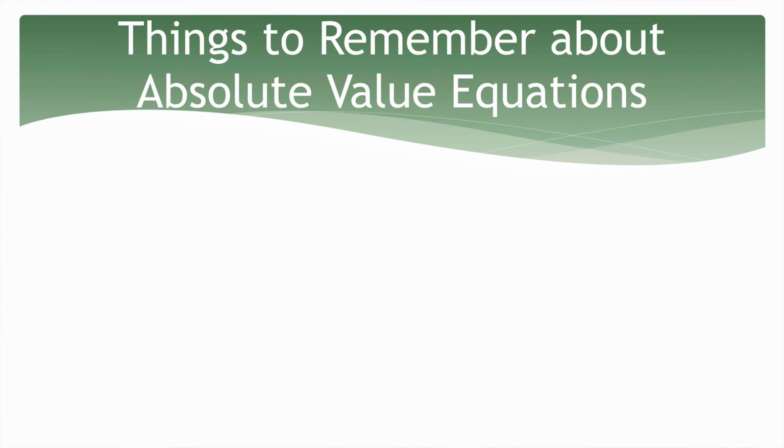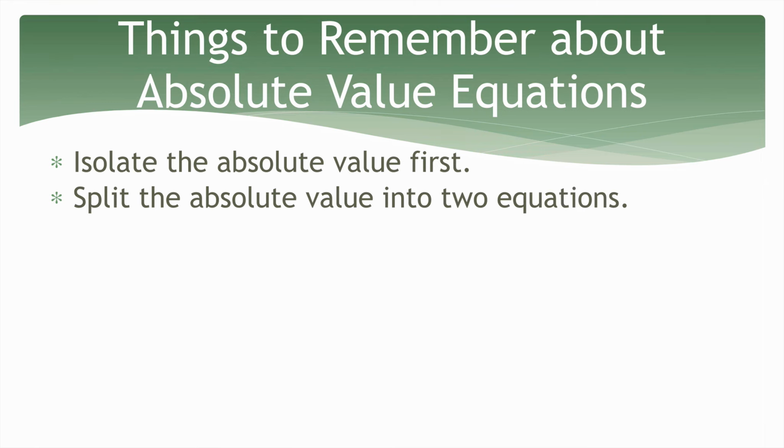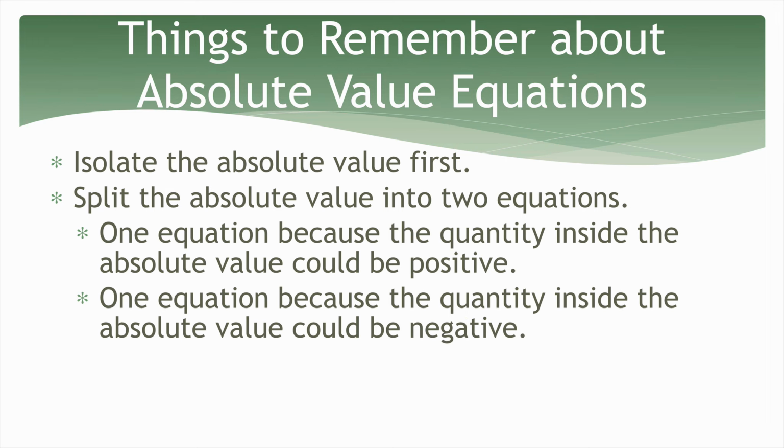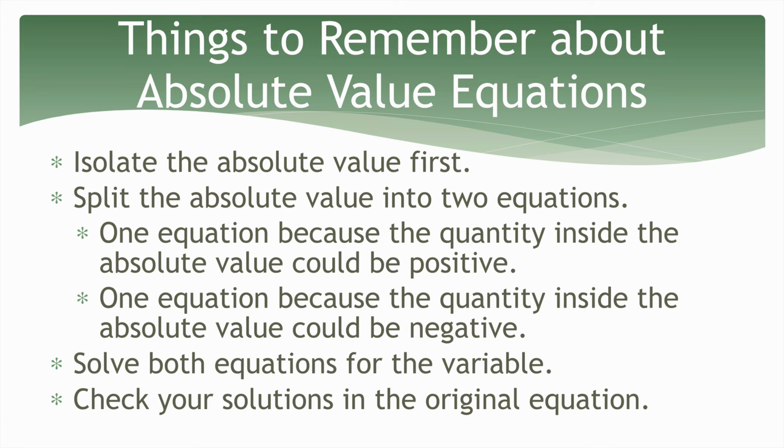Okay, so let's do a little bit of a recap. Remember to isolate the absolute value first. Split the absolute value into two different equations. One of your equations is split as a positive value because the quantity inside the absolute value could be positive, and one of your equations is split as the opposite because the quantity inside the absolute value could be negative. Finally, make sure you solve both equations for the variable and check your solutions in the original equation.